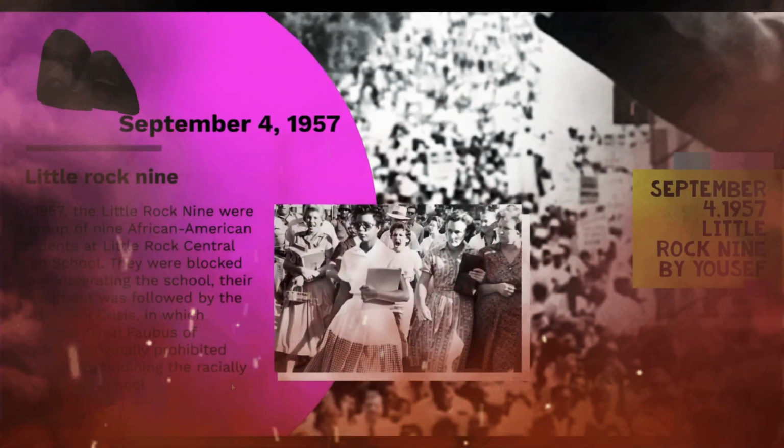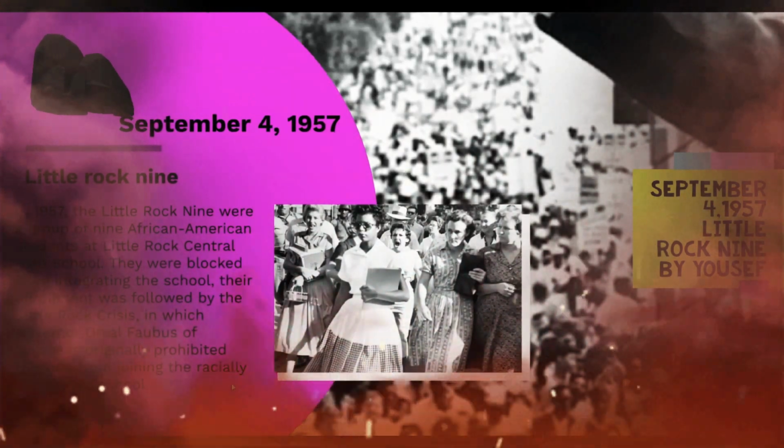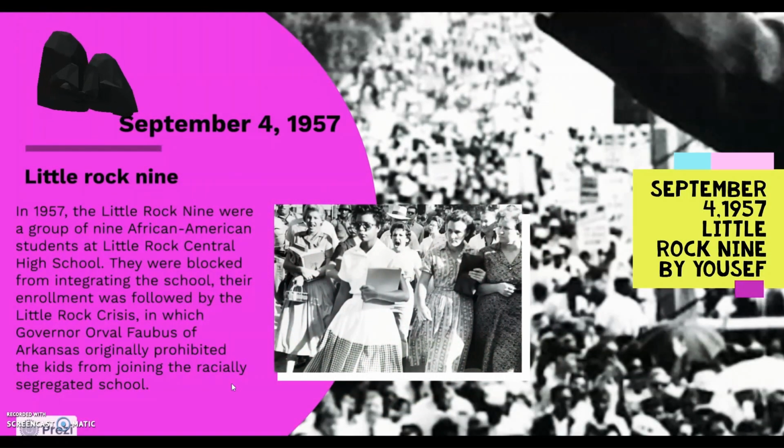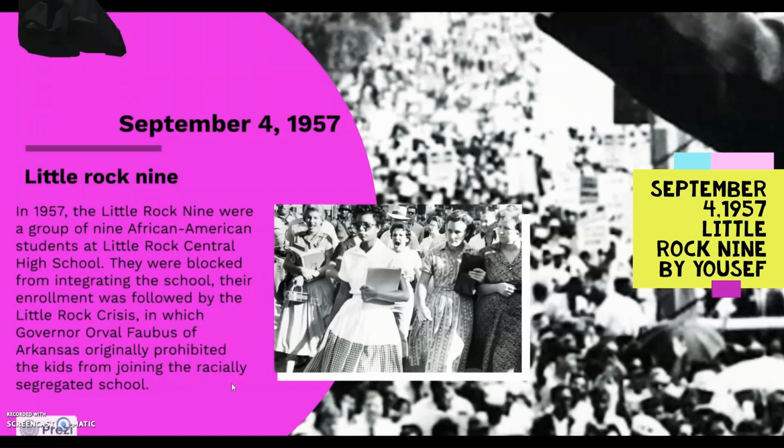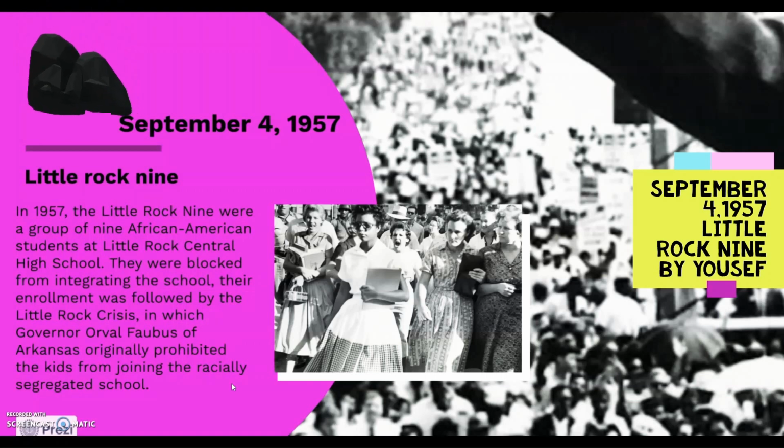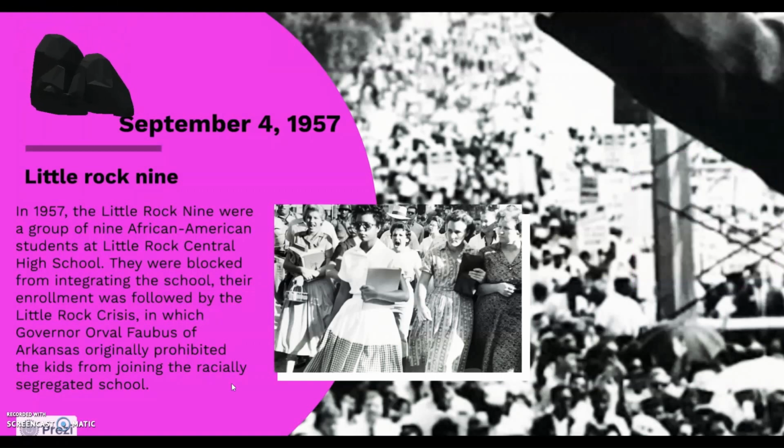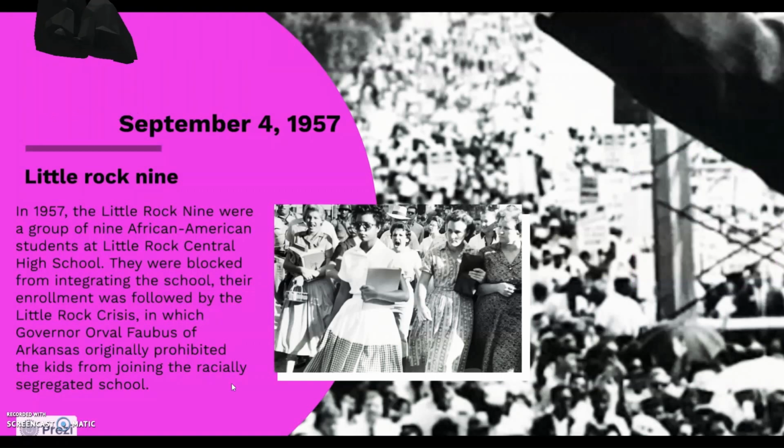September 4, 1957. In 1957, the Little Rock Nine were a group of 9 African American students at Little Rock Central High School. They were blocked from integrating the school. Their enrollment was followed by the Little Rock Crisis, in which Governor Orval Faubus of Arkansas originally prohibited the kids from joining the racially segregated school.